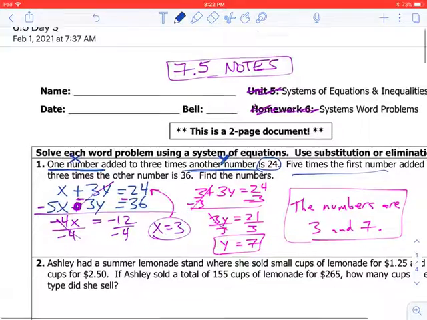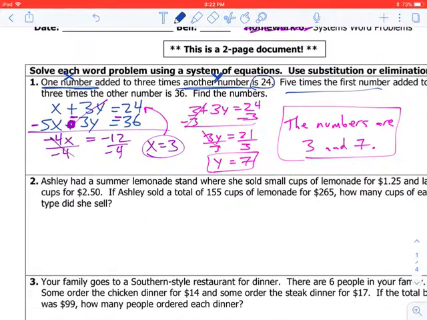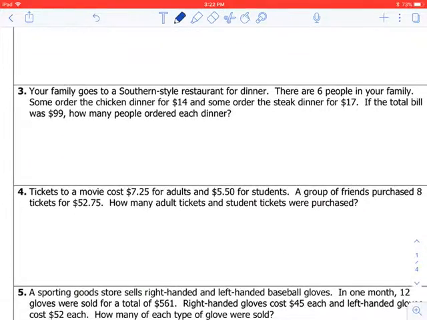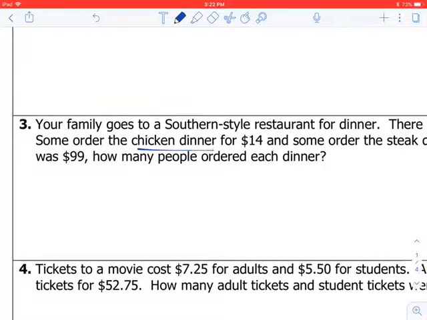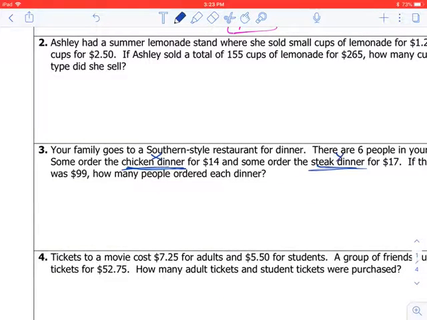Okay. So let's look at the next one. Number 3, we're going to skip number 2. Number 3, excuse me, says your family goes to a Southern-style restaurant for dinner. There are 6 people in your family. Some order chicken dinner for $14. Some order steak dinner for $17. If the total bill is $99, how many people ordered each dinner? So how many people ordered each dinner? That's x and y. So really, x can represent the chicken dinner, and y can represent the steak dinner.